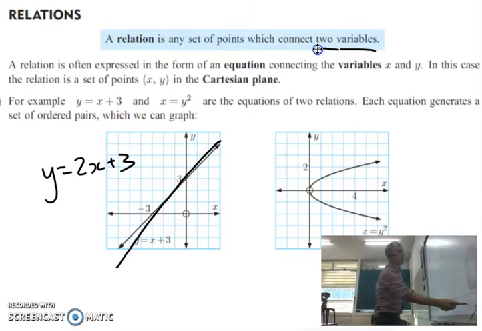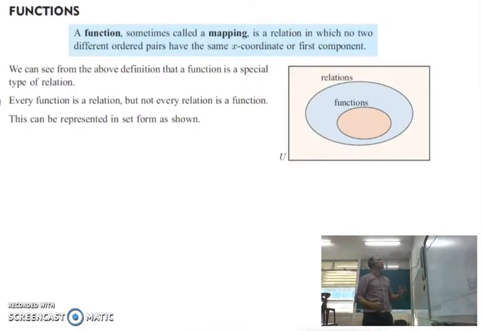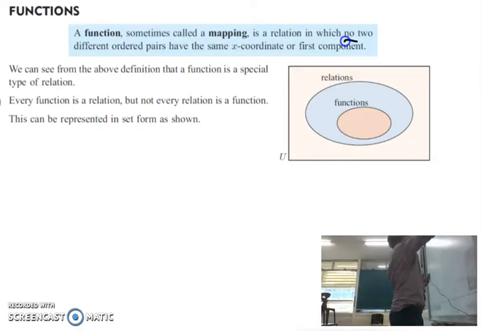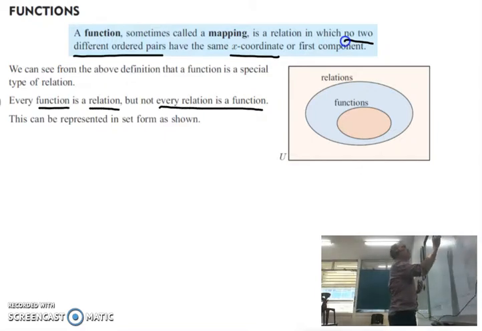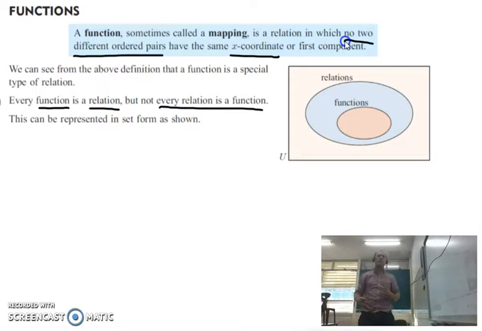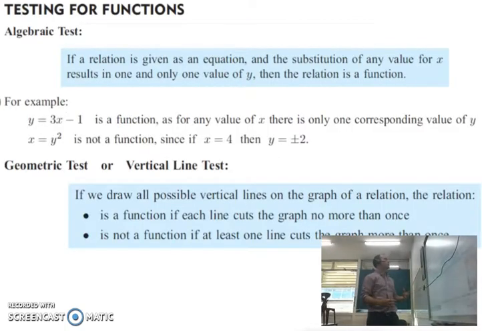If we move on and have a look at what a function is: a relation, but no two different pairs have the same coordinate. So every function is a relation, but not every relation is a function. And we'll have a look at how that actually works. We've got two tests that we can use to check if something is a function or a relation.